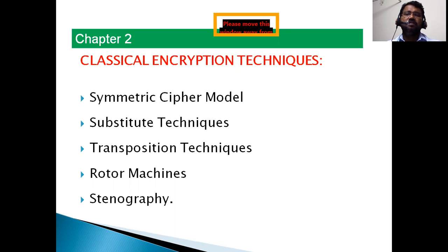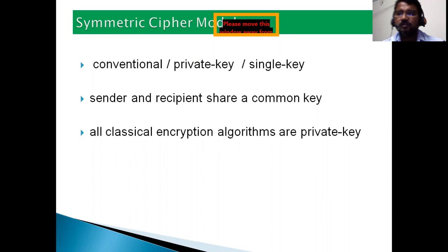First, we'll see what topics we have in Chapter 2. We'll cover symmetric cipher models, substitution techniques, then transposition techniques, rotor machines, and steganography. All of these come under encryption techniques. First we'll see the symmetric cipher model. So what is the symmetric cipher model?